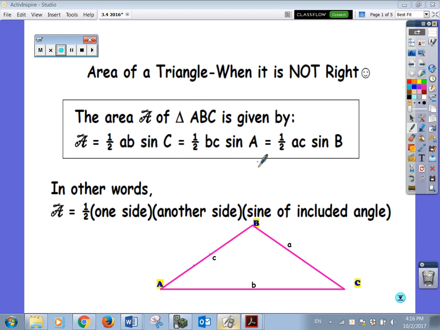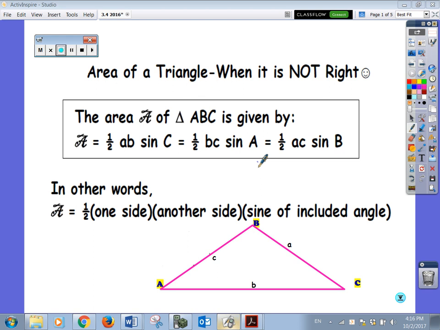All right, so today we have area of a triangle when it is not a right triangle. If it's a right triangle, then you can just use 1/2 of the base times the height, and you have your answer. But that is not the case when you have the area of a non-right triangle. But there is a formula that you can use, which is shown here. It's 1/2. You take one side times another side times the sine of the included angle.